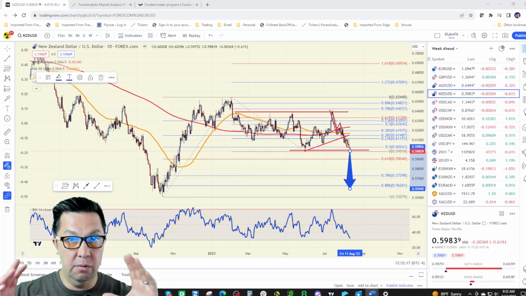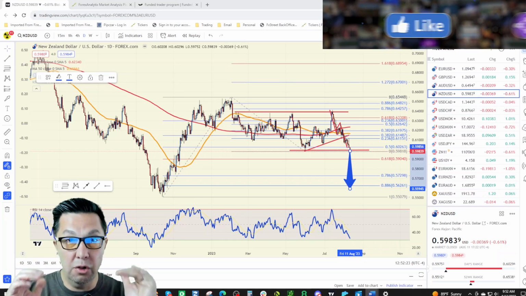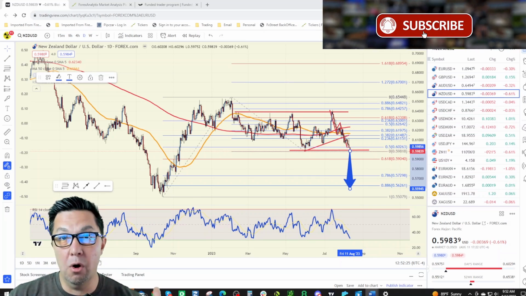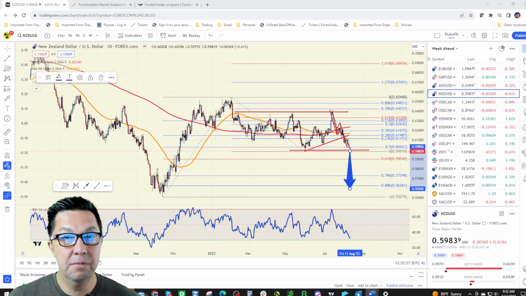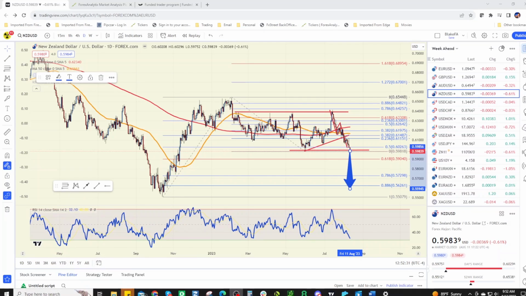Now, again, the RBNZ is expected to keep rates unchanged, but a lot of the market's actually expecting them to be a little bit more hawkish. But how about if that doesn't happen? That could send the Kiwi into a tailspin. So that's something that we need to be watching. Actually, on Tuesday night, Wednesday.